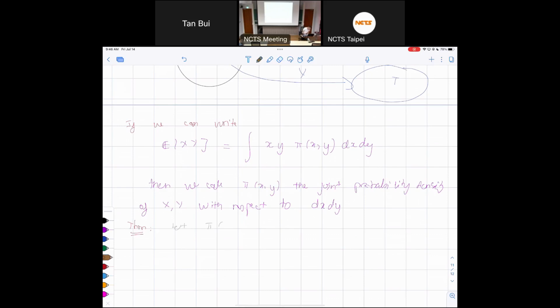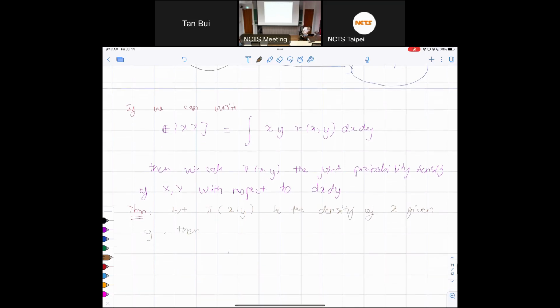Let π(x|y) be the density of x given y. That means we already know a value of y, the density of x given y. That's a given y. Then π(x,y) given y. So remember, this is conditional.